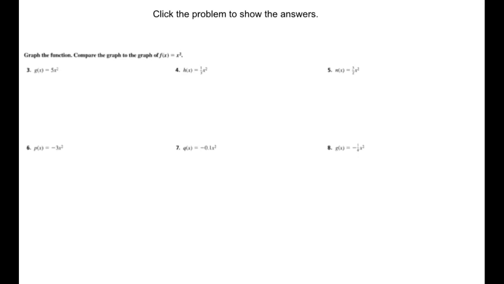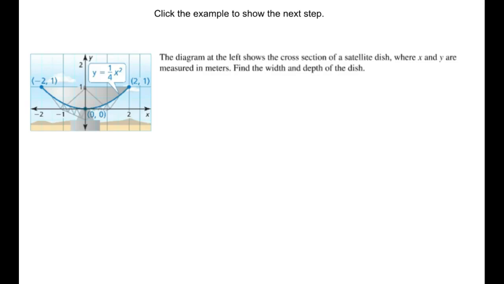So these are the monitoring progress problems in your book. I want you to look through these and see what you notice about these graphs. The big thing is, what do you think the graph's going to look like before you even graph it? Try a couple. So now here's our word problem, our real life problem.